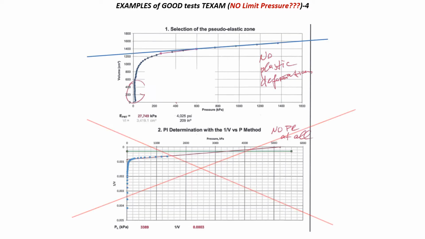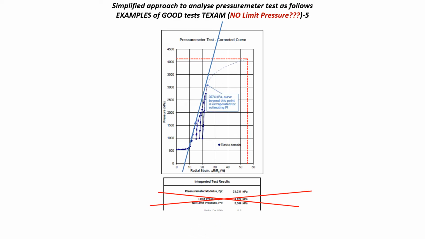Another example, exactly, you don't have it. No limit pressure, guys, forget about it. You definitely have the PMT modulus, but you don't have a limit pressure. And another example, sorry, I put it in the wrong sequence.